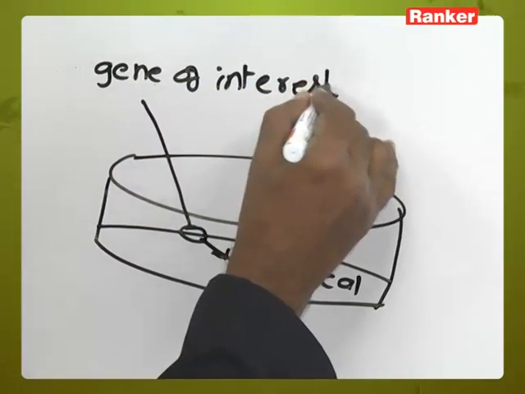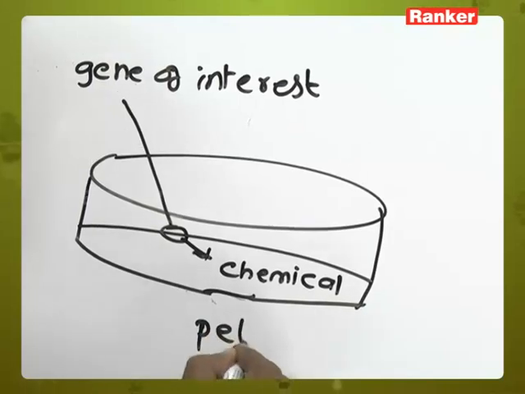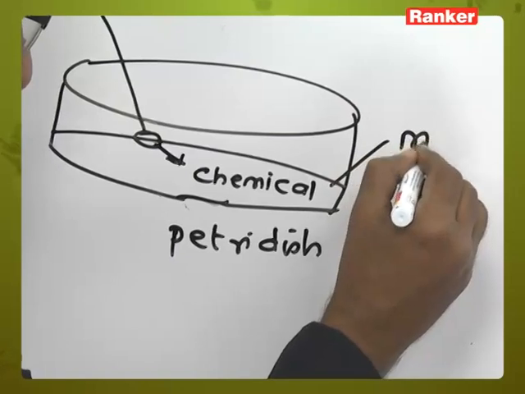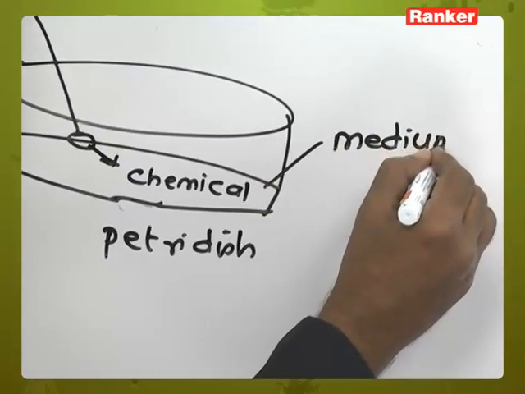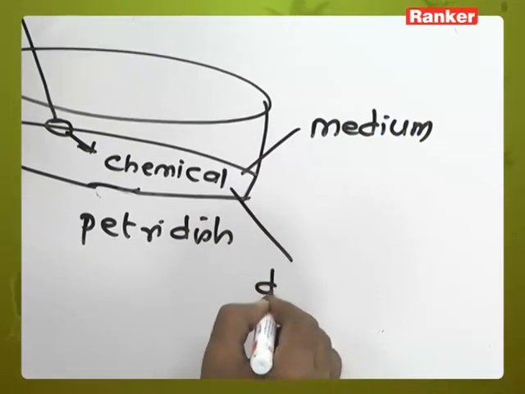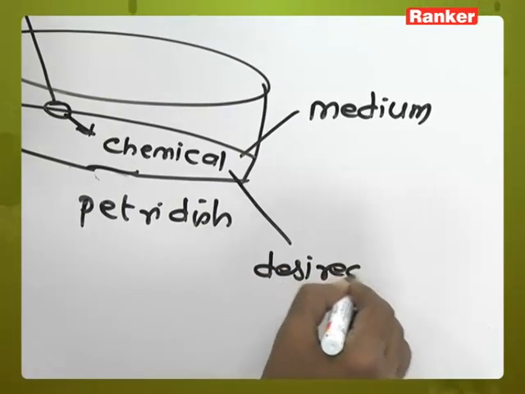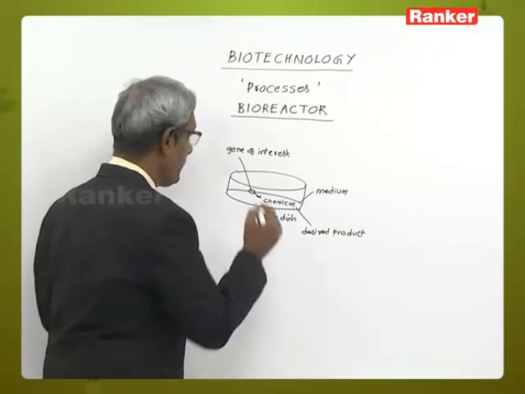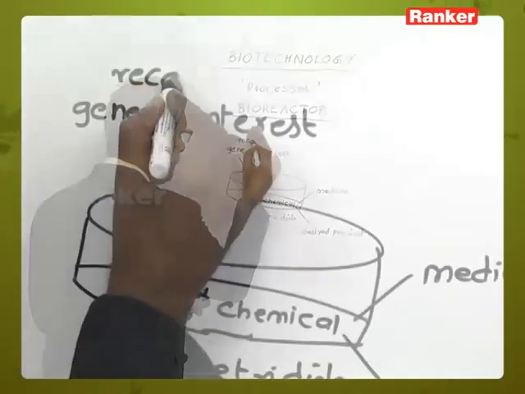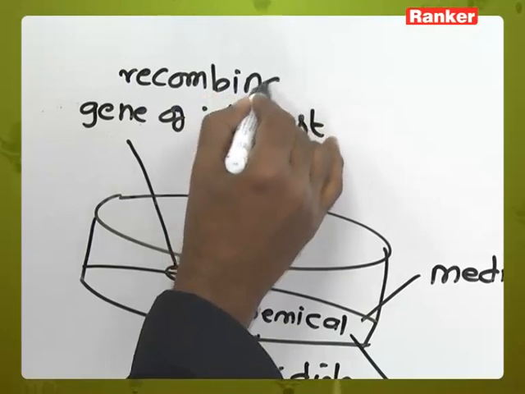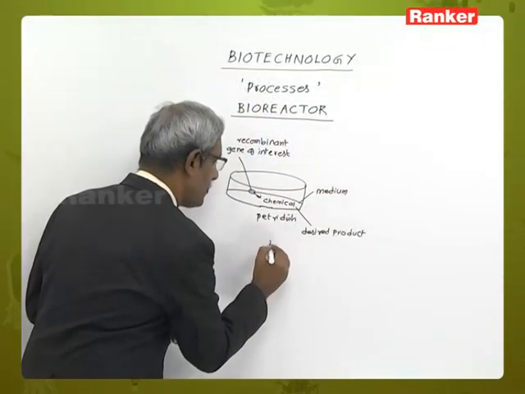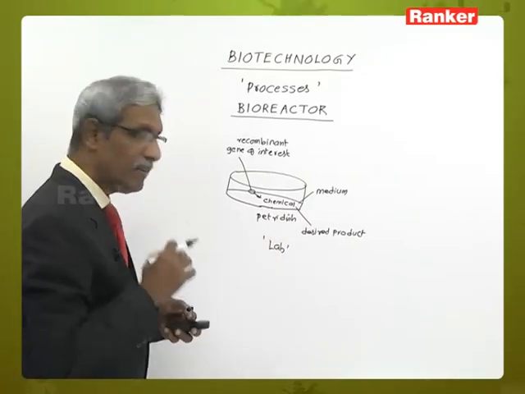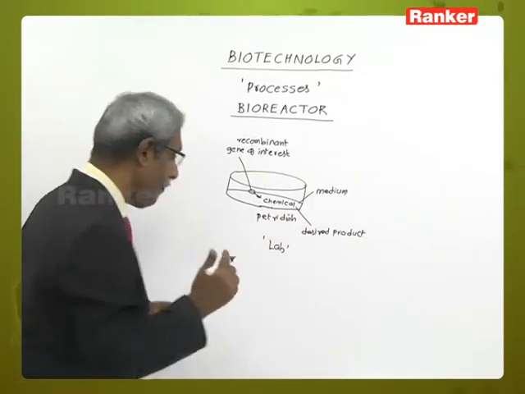We have the gene of interest present in a petri dish, and it has a medium, and your desired product, which is a chemical formed from the recombinant gene, can easily be produced in the lab. But however, when you produce it in the lab, it is of a small scale.